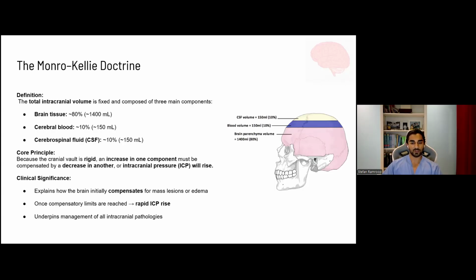If you were to have an increase in one of those components, say tumor, hematoma, or cerebral edema, that's going to shift your equilibrium. And then the brain will attempt to compensate for that by either displacing CSF at first or reducing venous volume. And once these compensatory reserves are exhausted, small additional volumes can result in a steep rise in intracranial pressure.